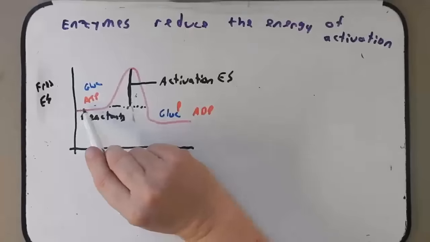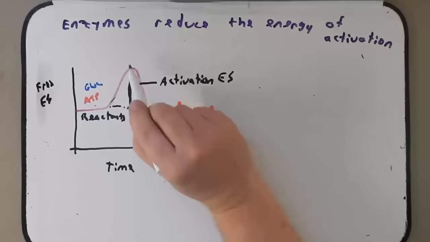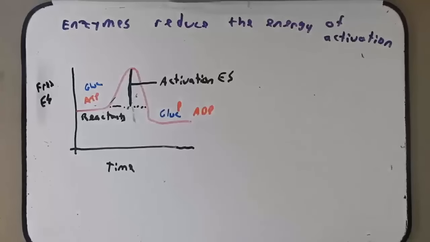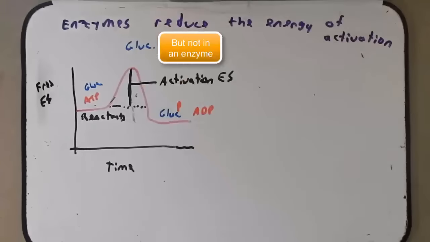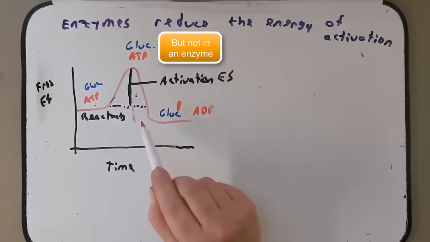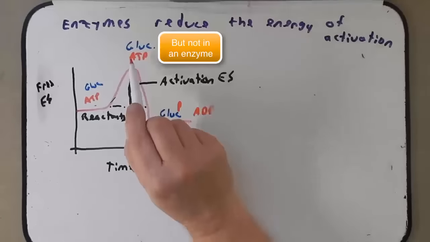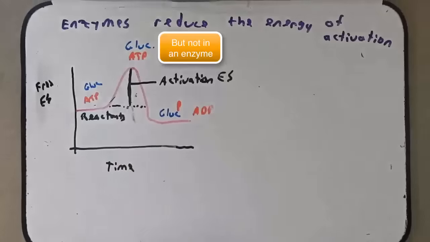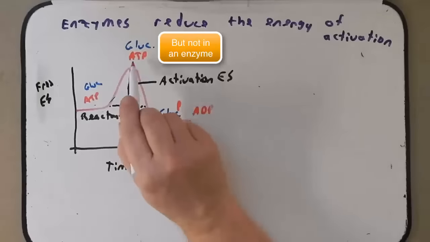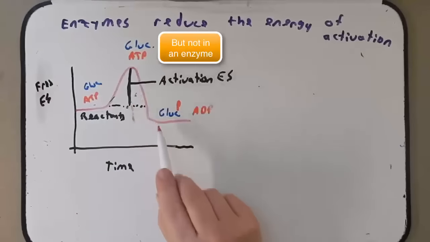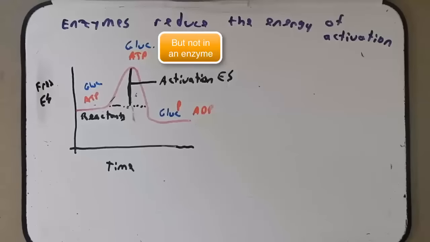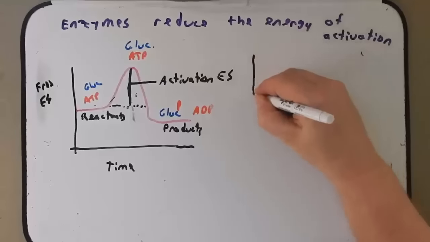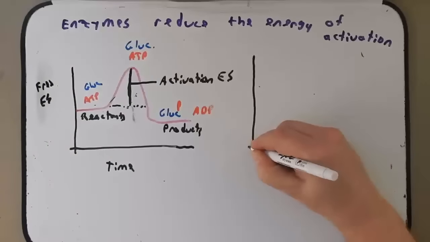What we're saying is that it takes a lot of energy to get to this transitionary state. That state where we have the glucose and the ATP bound. The greater the activation energy there is, the more stable this transition state is. And the more stable that transition state is, the less likely it is to form our products down here. So this is where enzymes come into play.